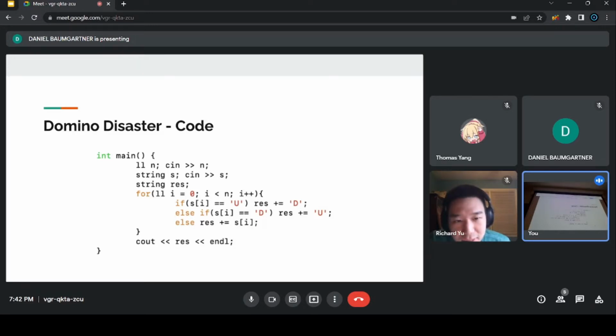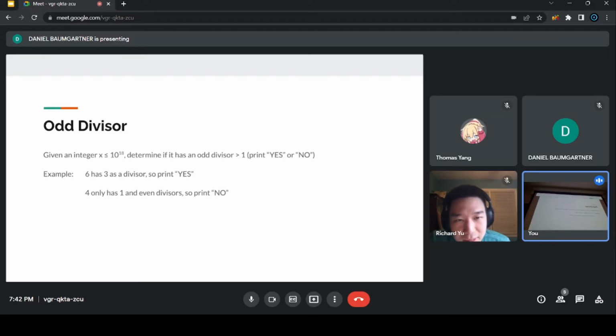All right, so next problem. Our next problem is odd divisor. So if we are given an x less than or equal to 10 to the 18, we want to determine if it has an odd divisor bigger than 1. And so this is just a yes or no question. You want to print out yes or no appropriately. We have some example test cases there. And one thing to note, I guess, about the 10 to the 18 part of this is that 10 to the 18 is large relative to the time limit that you're given.